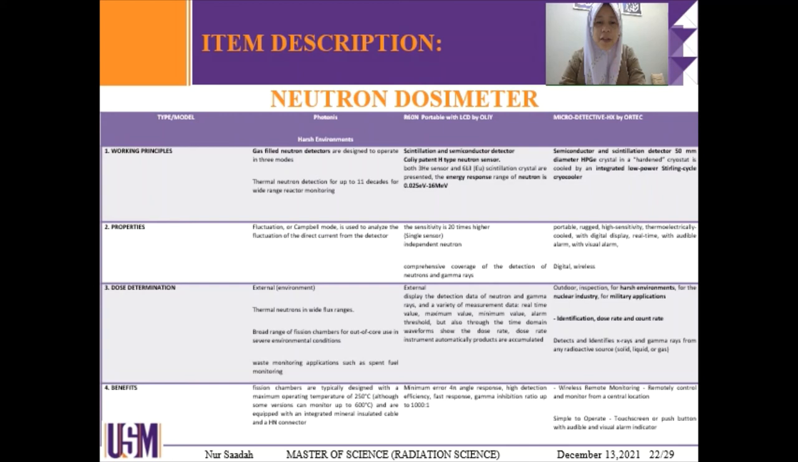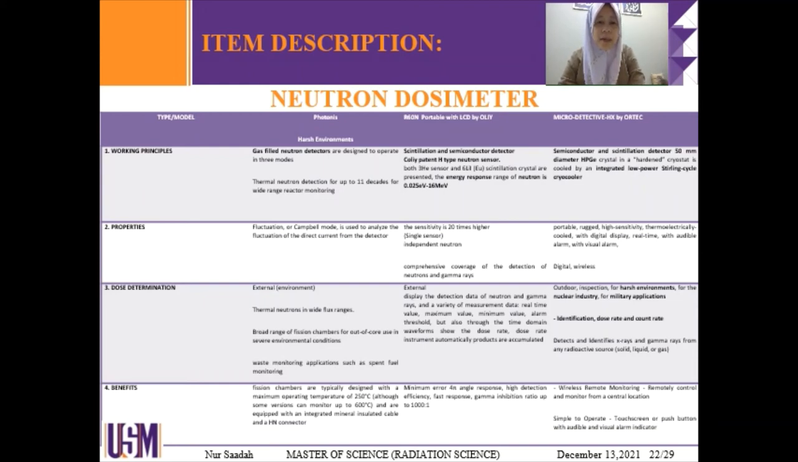And the benefit, fission chambers are typically designed with a maximum operating temperature of 250 degrees C, although some versions can monitor up to 600 degrees C and are equipped with an integrated mineral insulated cable and an HN connector. The other detector is the portable wheel LCD by Oli. So the working principle for the detector is scintillation and semiconductor.